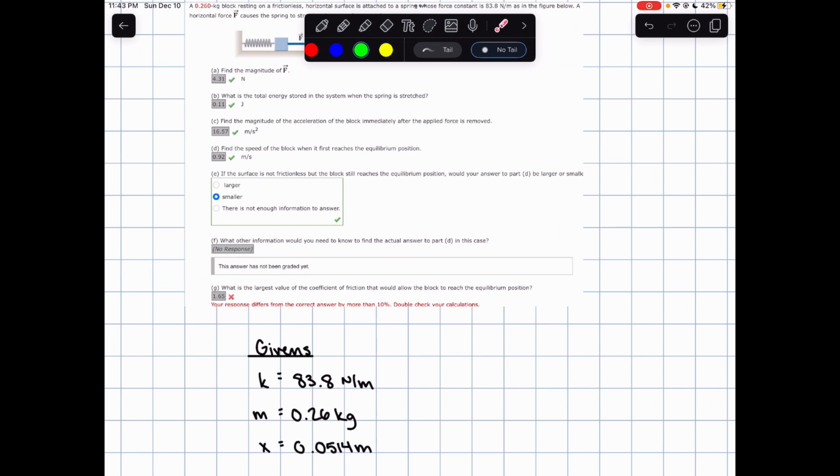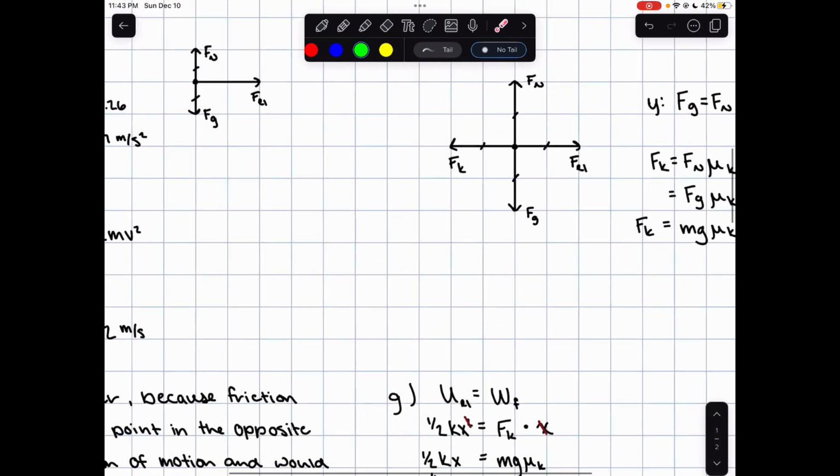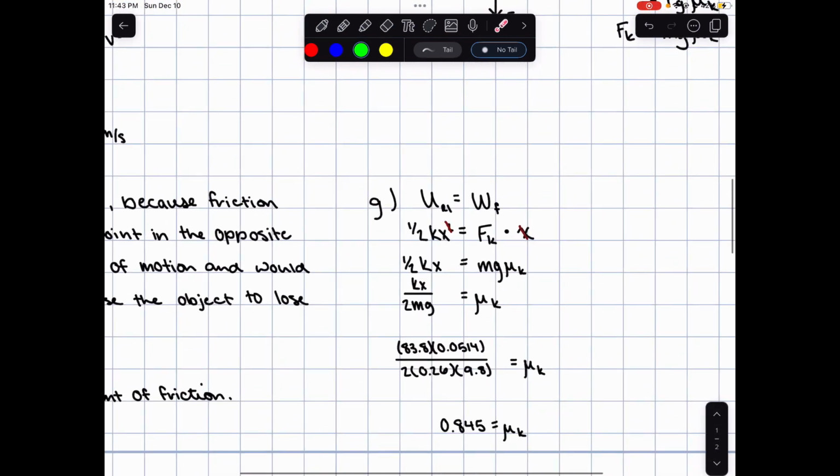What is the largest value of the coefficient of friction that would allow the block to reach the equilibrium position? The key word being here, equilibrium. So, in part G, we know that at equilibrium, all the energy is stored elastically. So, we can set elastic energy equal to the work done by friction.